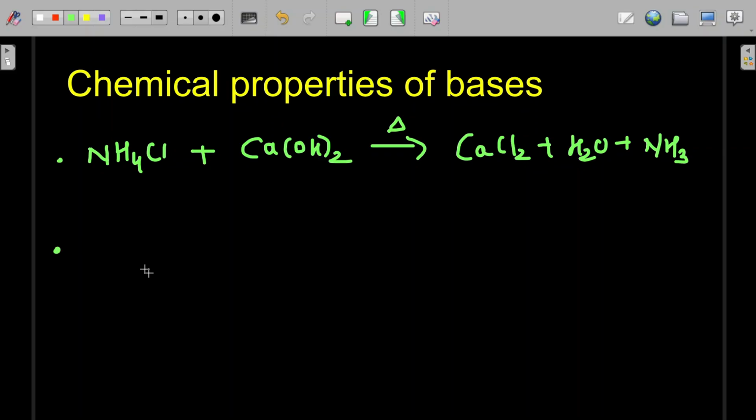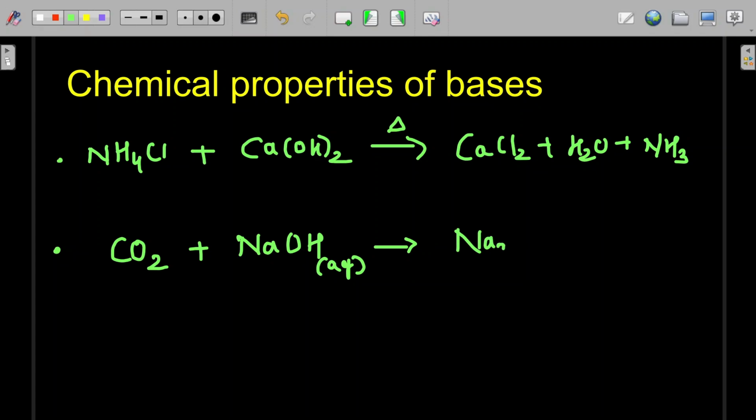Another reaction will be when you react with an acid, we have already seen the neutralization reaction. Or when you treat it with acidic gases like CO2. Say CO2, you're passing it through sodium hydroxide solution. So what will it form? Sodium carbonate, Na2CO3, plus water.